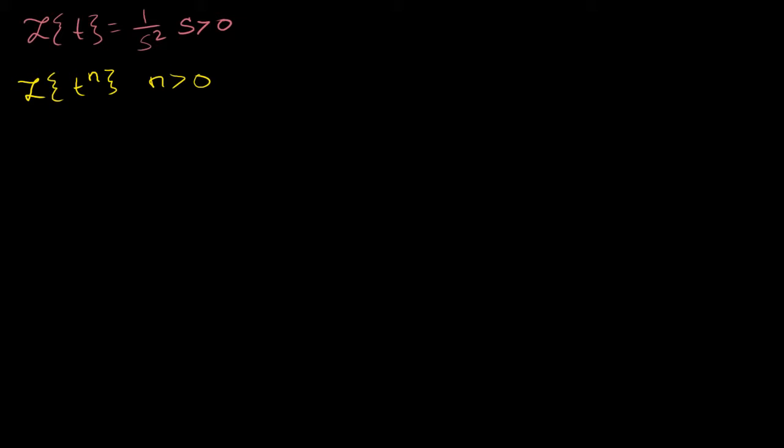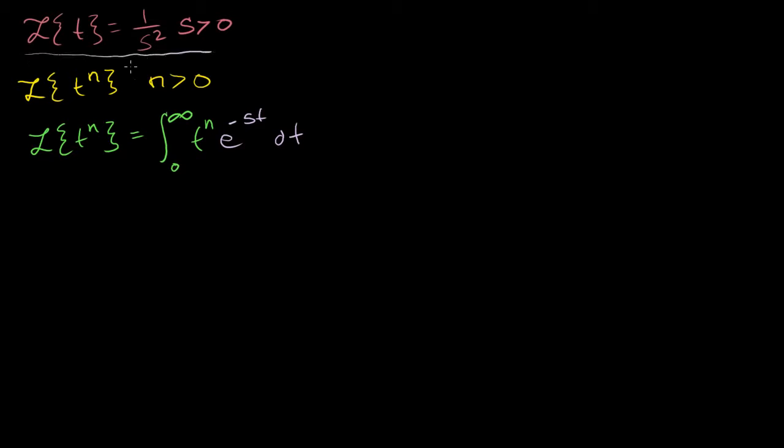So we know from our definition of the Laplace transform that the Laplace transform of t to the n is equal to the integral from 0 to infinity of our function, t to the n, times, and this is just the definition of the transform, e to the minus st dt. And similar to when we figured out this Laplace transform, your intuition might be that we should use integration by parts. And I showed it in the last video.